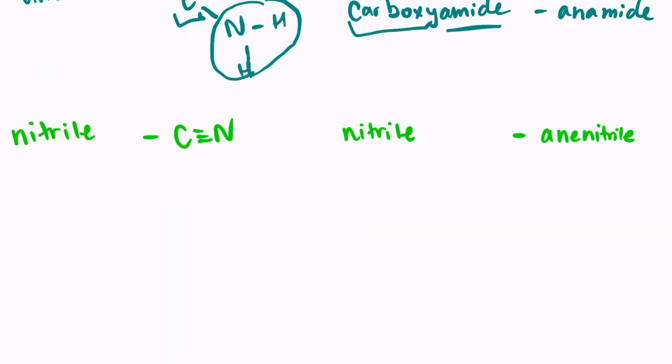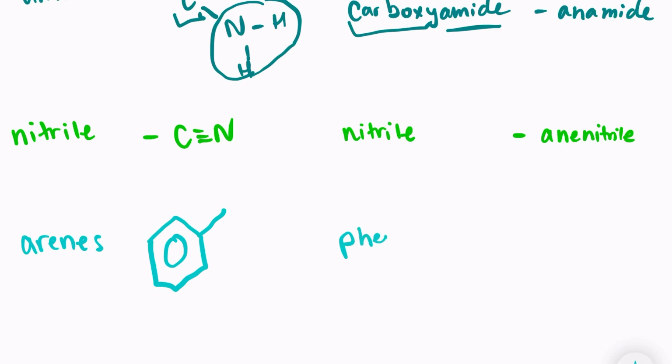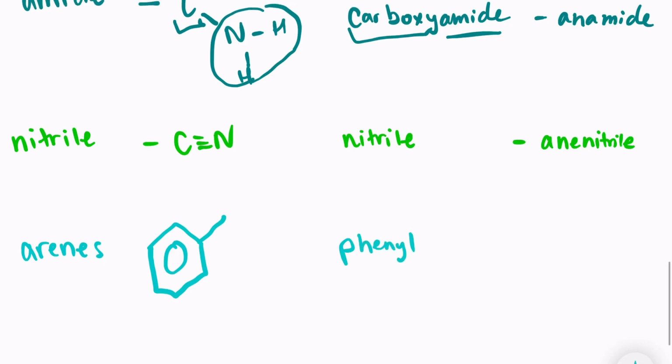And last but not least, another popular class of molecules are the arenes. Arenes are made out of a ring of carbon double bonds, alternating double bonds, and there's usually a functional group coming off of that. The functional group name of the ring itself is phenyl. And the suffix that we use is benzene. So I'm sure you've heard of benzene rings. You may have heard of methylbenzene or ethylbenzene.